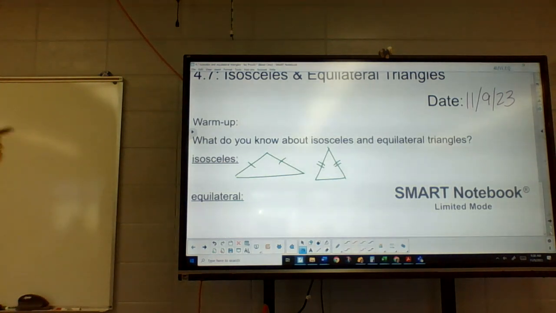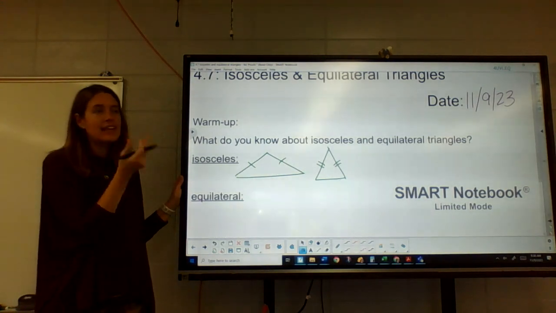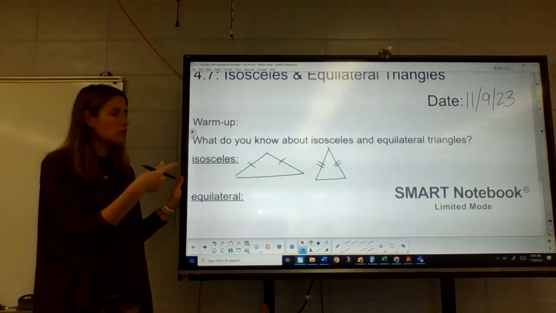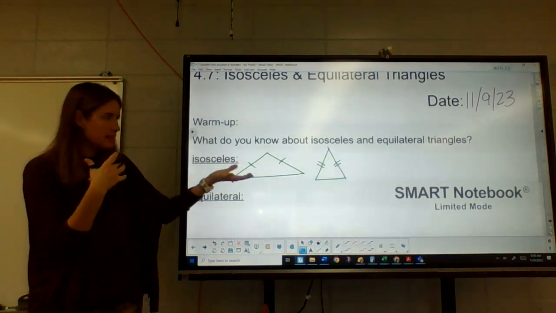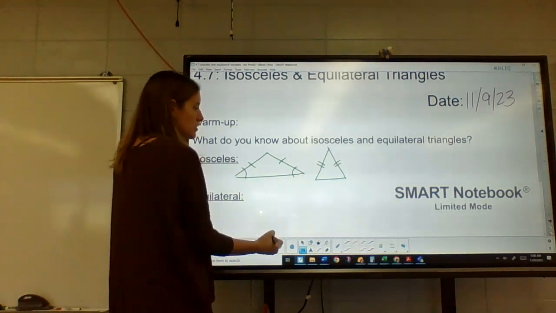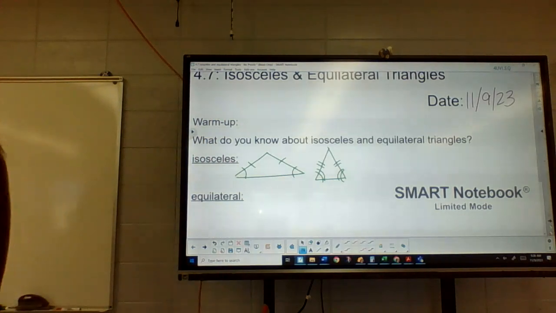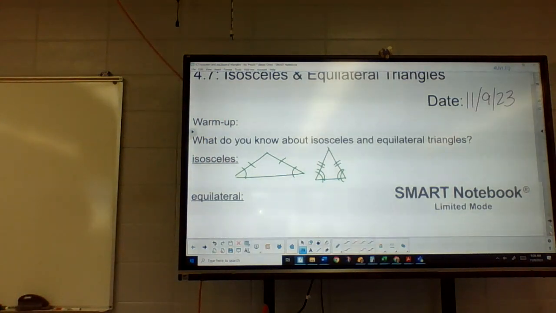They add up to 180, so they still add up to 180, yes? The bottom two angles are the same. Yeah, that's what I was getting at. The bottom two angles on these drawings of isosceles are going to be the same. We call those base angles. So those would be equal to each other. That is the case, and we'll use that. We'll talk about rules with that in a little bit.